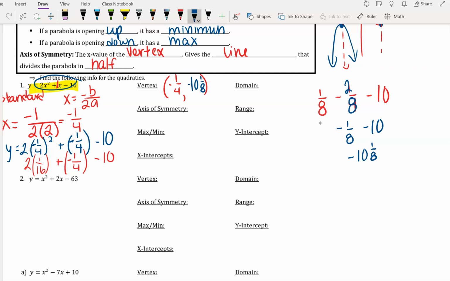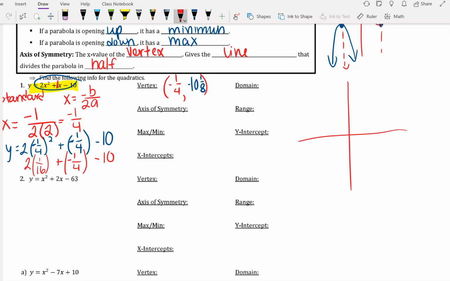So I warned you, that was a pretty ugly vertex. Yours will not normally be that bad. The rest of this, now that I know what my vertex is, is going to be a lot easier. So I'm going to erase some of this work so that we've got some room to find the axis of symmetry. I'm going to sketch what this looks like. We have a parabola. It's positive in front. Our a value is positive, which means it's pointing upward. It's got a vertex of negative 1/4, negative 10 and 1/8. So this is just a really rough sketch, but it's going to look something like this. It's pointing upward. Looks like that.